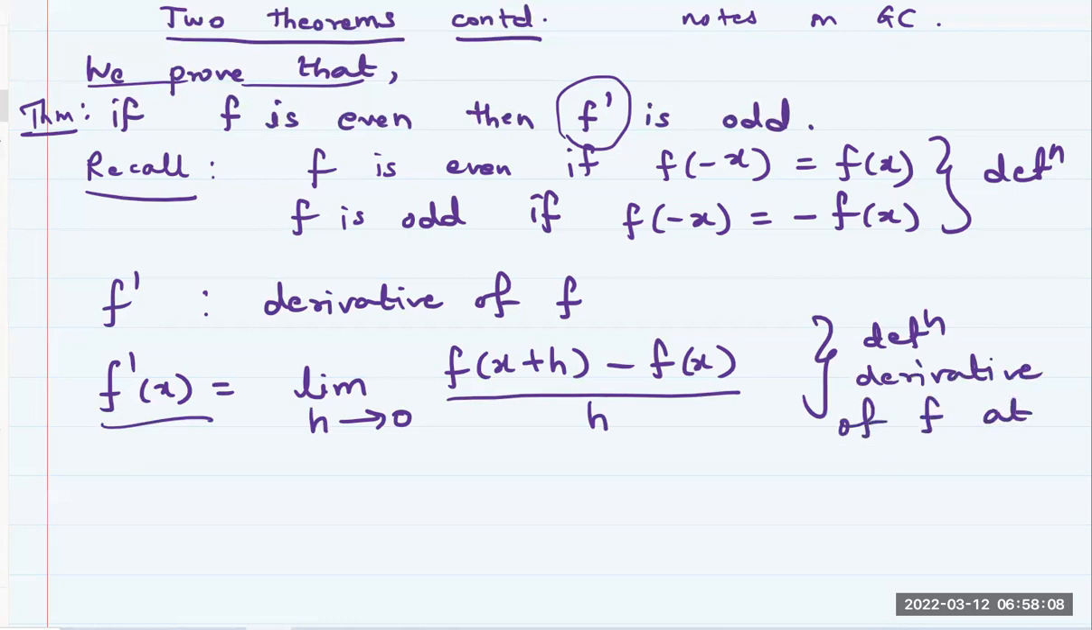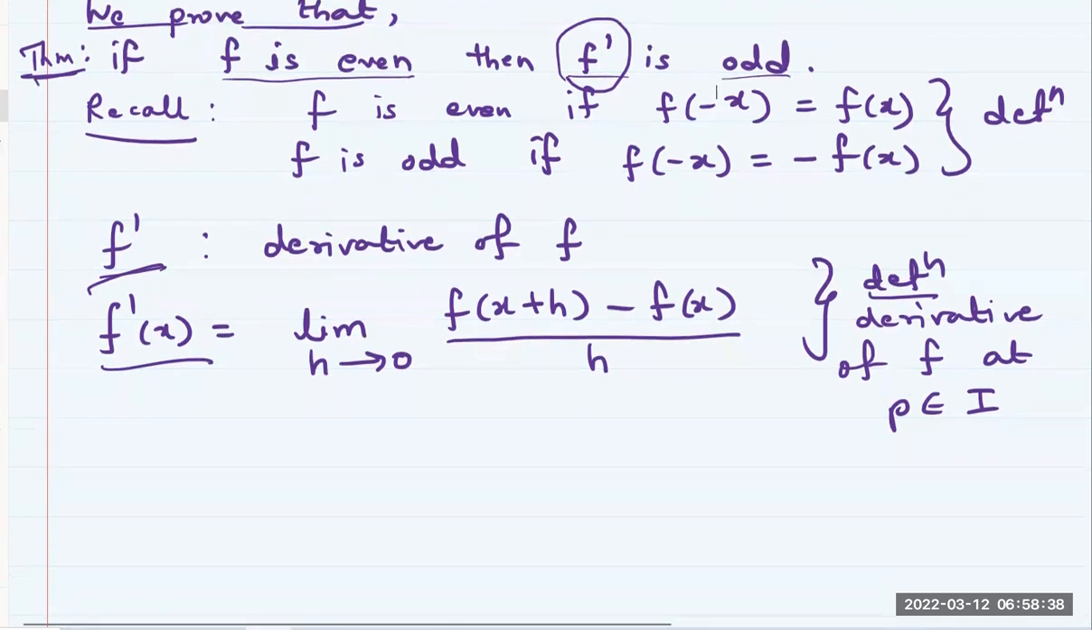We have seen the definition of the derivative of f at p in its domain. In the original definition, wherever you have p, I'm just replacing it by any number x, and that is what is meant by f dash. After recalling this, let us go back to the theorem. What is given? f is even. What is to be proved? f dash is odd. So let's go ahead. These are the two things I'm going to use, and now my proof starts.